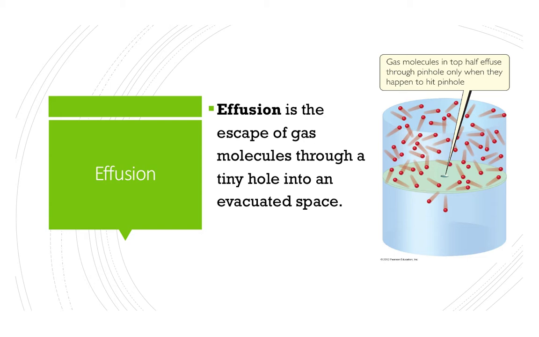Effusion is simply the escape of a molecule through a tiny hole in an evacuated space. So imagine that you take all your gas, you put it in a container, and then you have a membrane or something in there that has a small hole in it. As particles go through that hole, they go into an evacuated space that has no particles. That process of moving from higher density to lower density is called effusion.